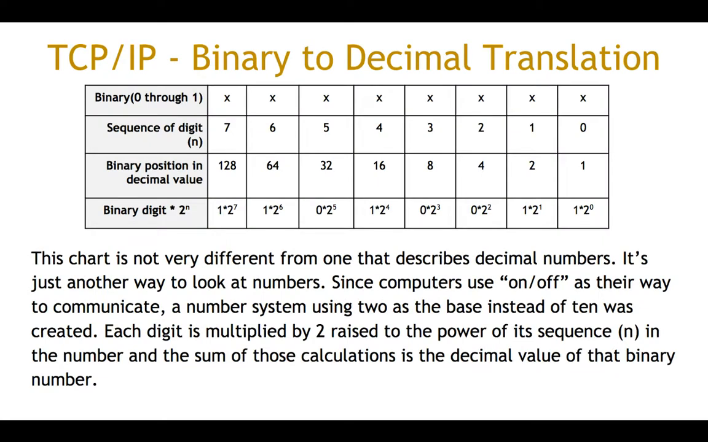This chart is not very different from one that describes decimal numbers. It's just another way to look at numbers. Since computers use on-off as their way to communicate, a number system using 2 as the base instead of 10 was created. Each digit is multiplied by 2 raised to the power of its sequence n in the number, and the sum of those calculations is the decimal value of that binary number. Now, I want you to think about this. You ever wondered why we use the number 10 as our numbering system?